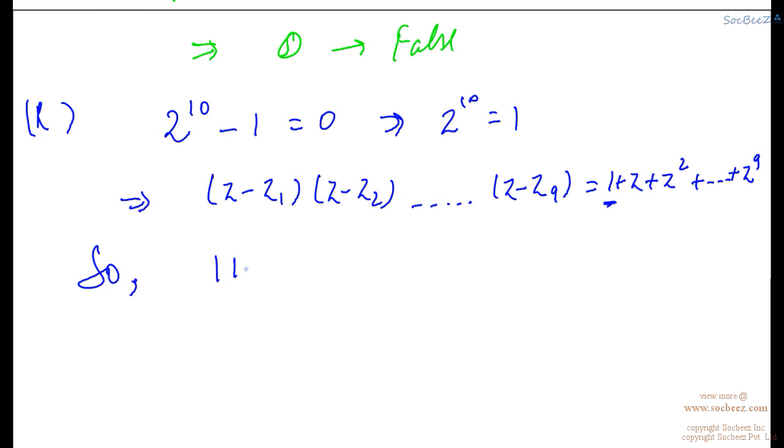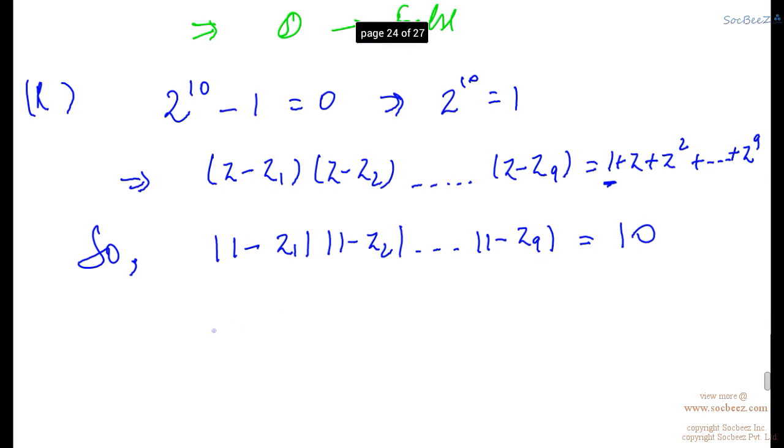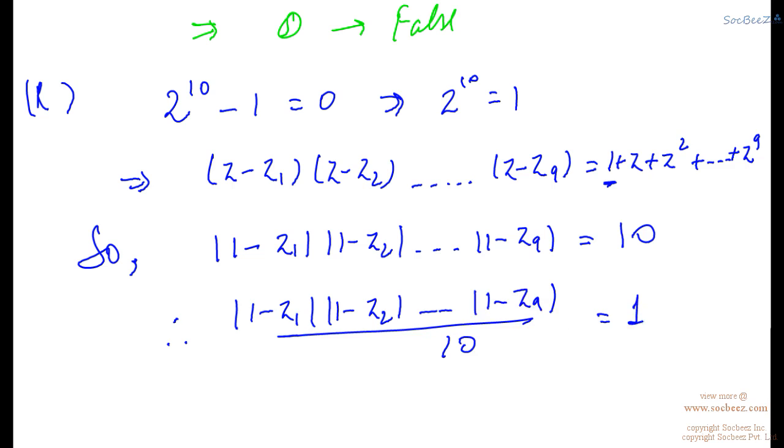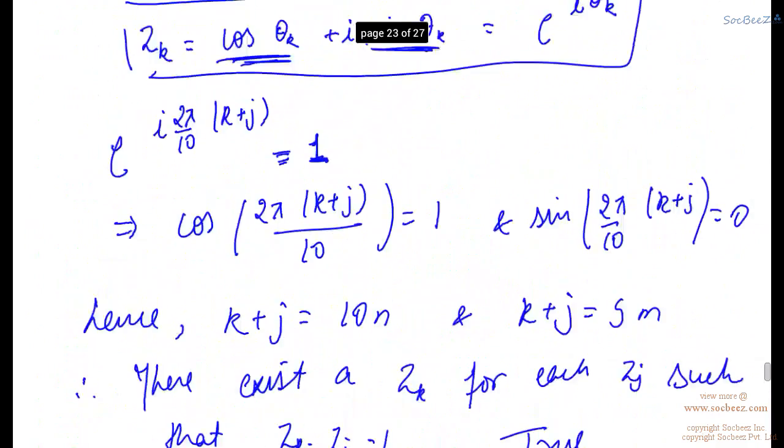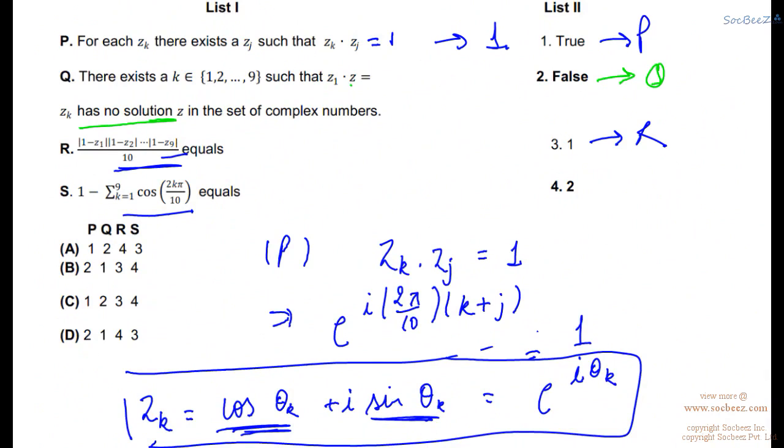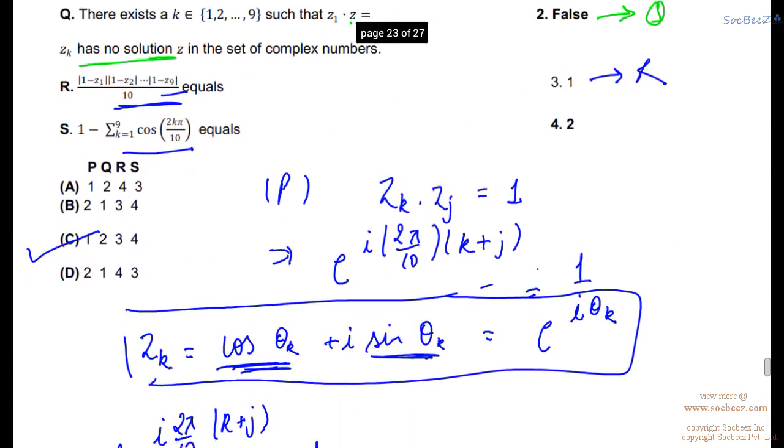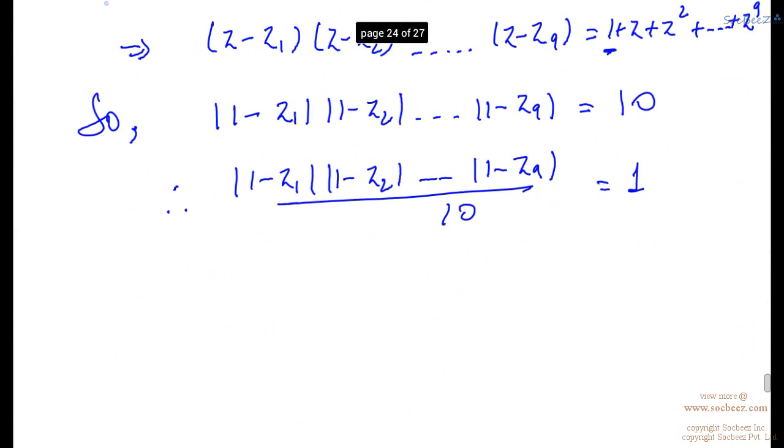So therefore, magnitude of 1 minus z1 into 1 minus z2 and so on to 1 minus z9 equals magnitude of 1 plus magnitude of z plus magnitude of z square. So this comes out to be 10. Hence we can say that 1 minus z1, 1 minus z2 and so on to 1 minus z9 upon 10 equals 1. So from here 1 corresponds to r. Now we can easily say after inspection that the correct answer is option C, but let's now prove that S corresponds to 4.